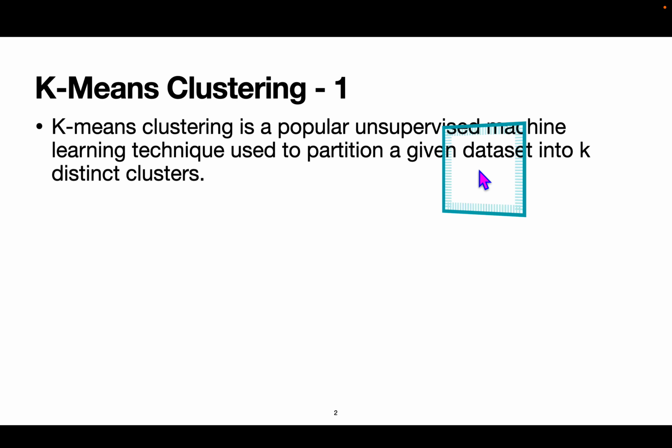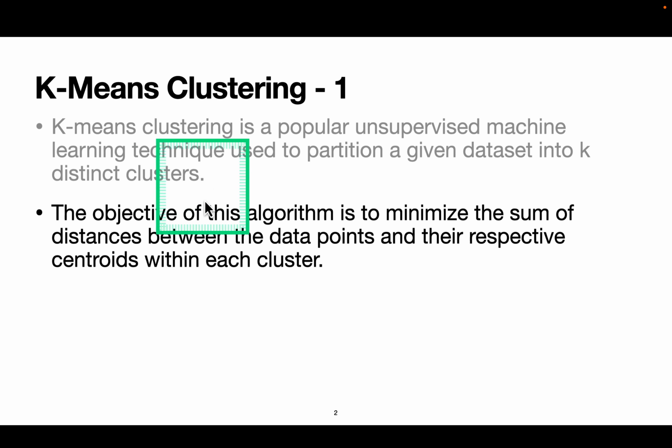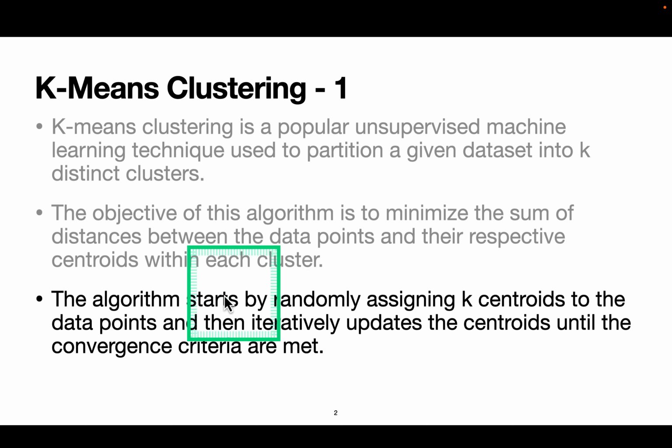So k-means clustering algorithm is a popular unsupervised machine learning technique used to partition a given dataset into k distinct clusters. The objective of this algorithm is to minimize the sum of distances between the data points and their respective centroids within each cluster. The algorithm starts by randomly assigning k centroids to the data points and then iteratively updates the centroids until the convergence criteria are met.